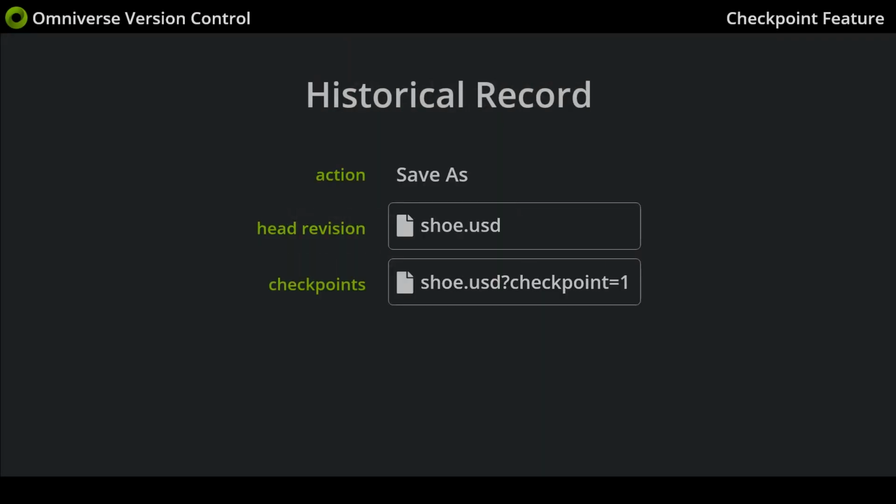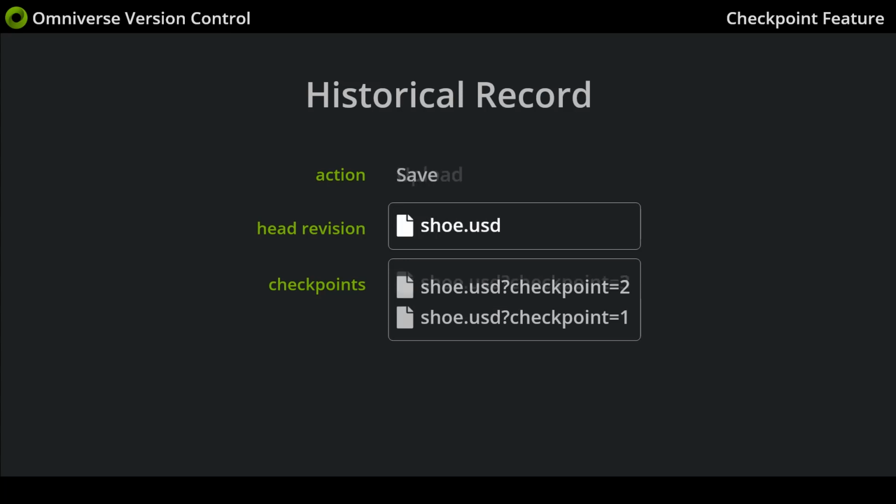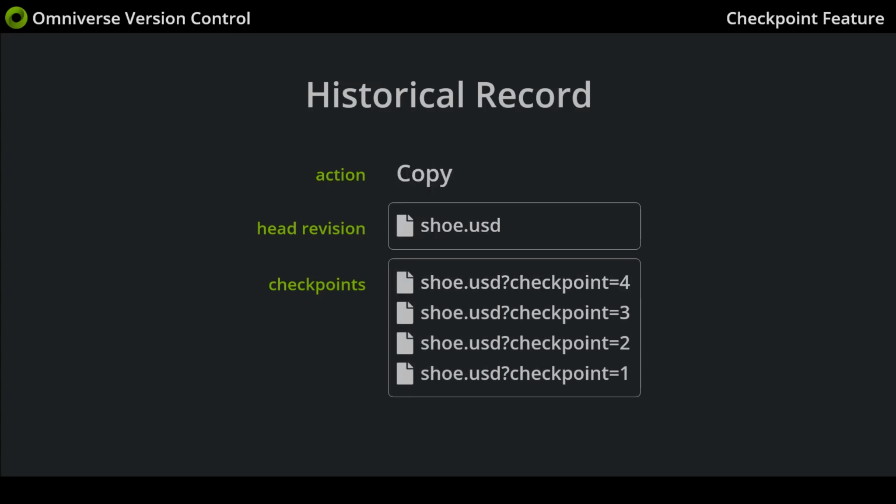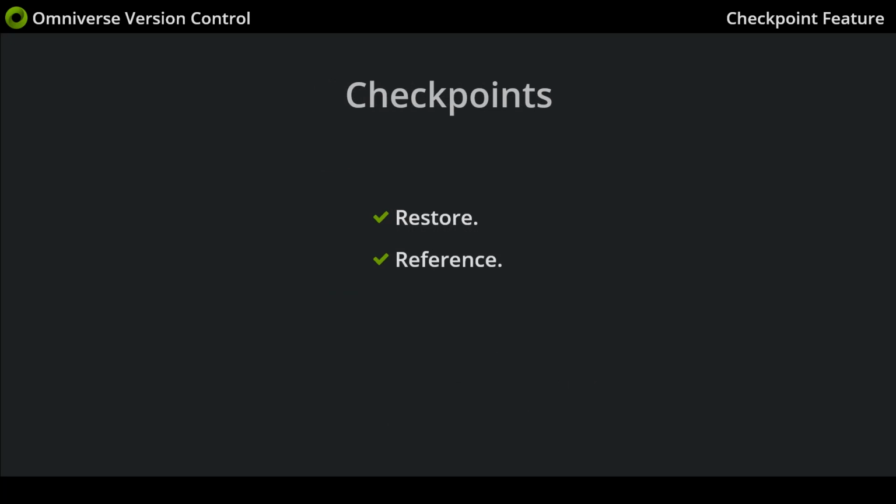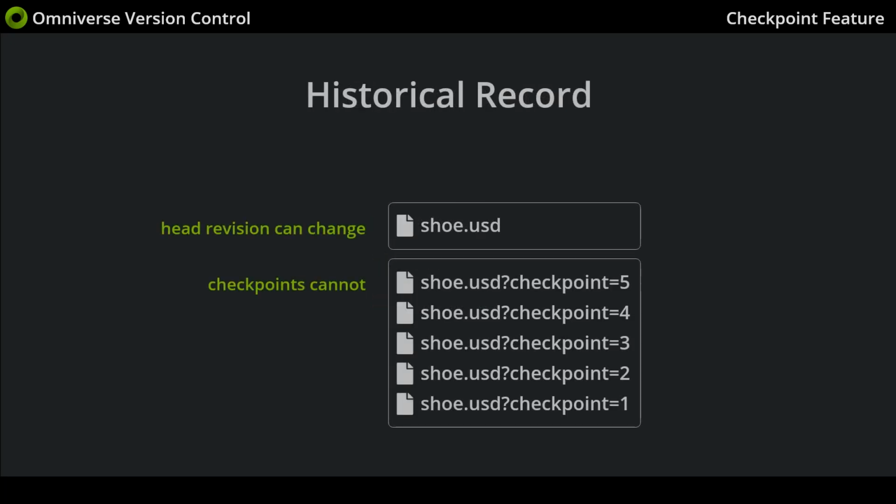Checkpoints are file revisions that provide a historical record of how a file has changed over time. Checkpoints can be used to restore previous versions and can be referenced just like any other file. However, unlike head revisions, they cannot be updated. Checkpoints are protected by the Nucleus server so that once they have been created, they cannot be edited. This ensures that the historical record never changes.